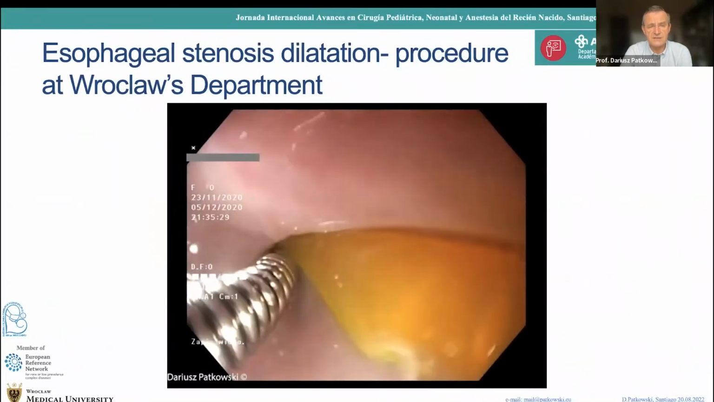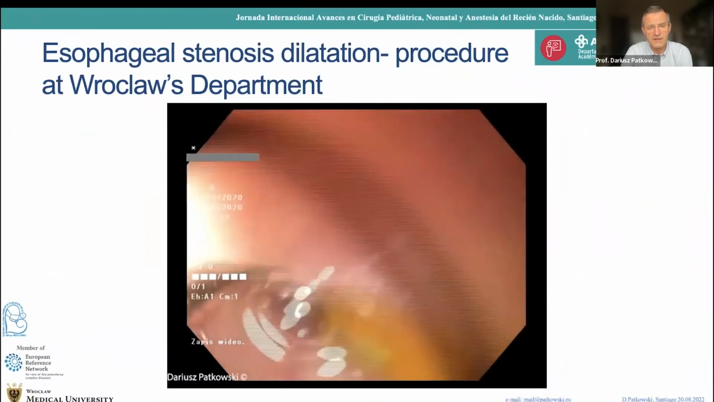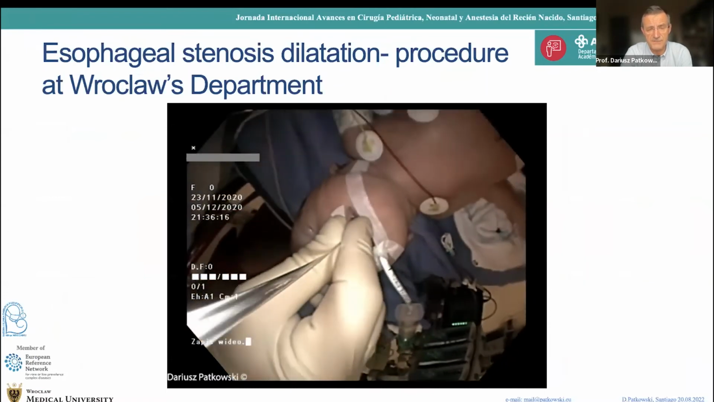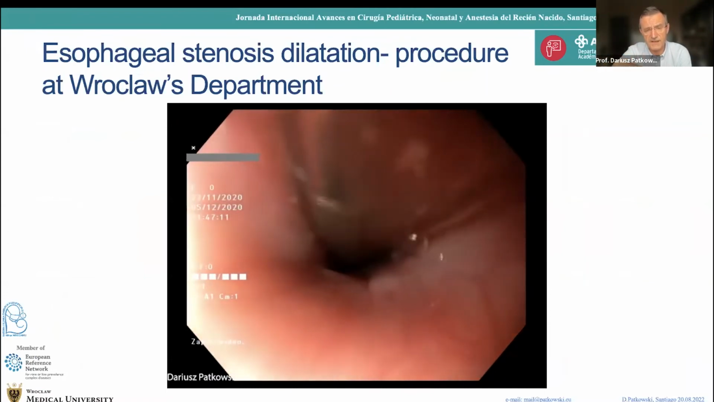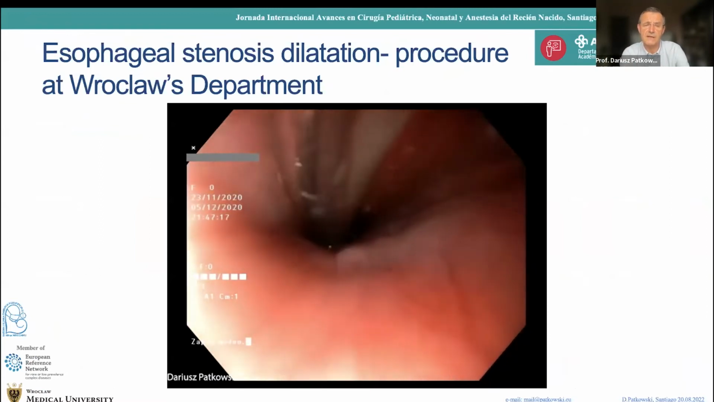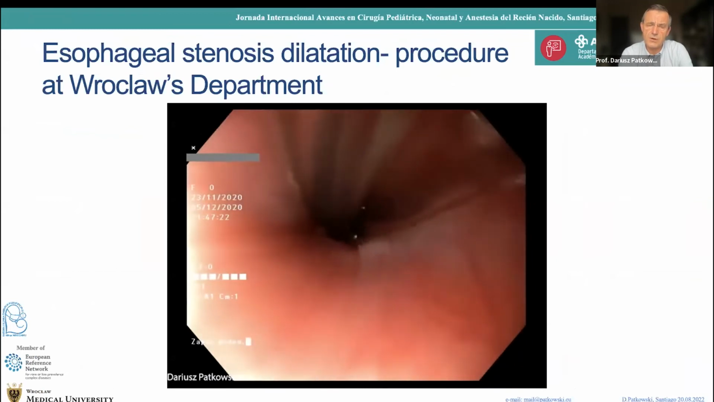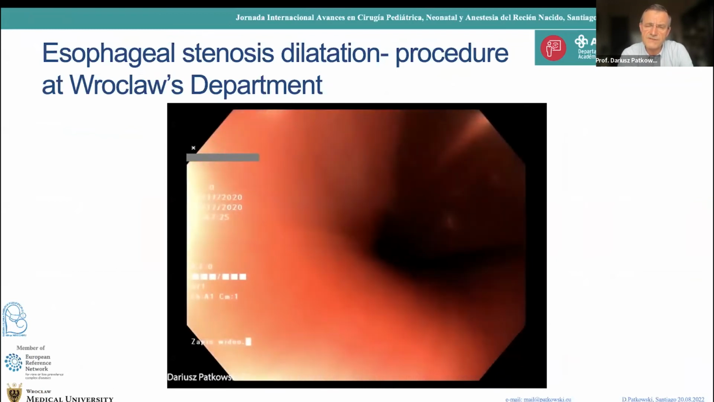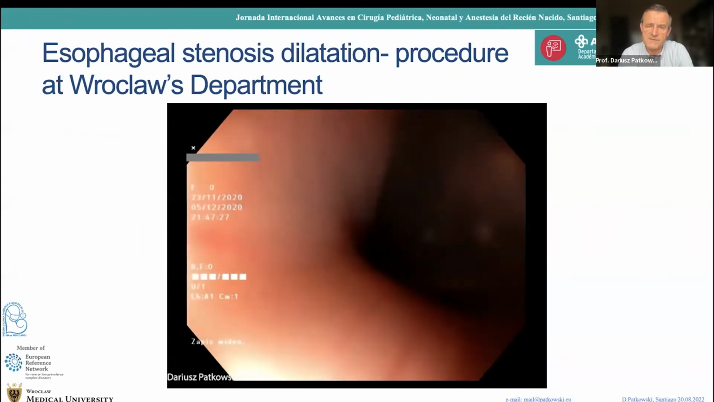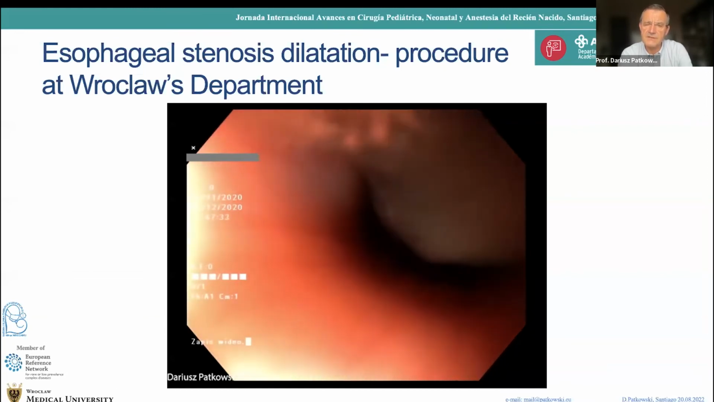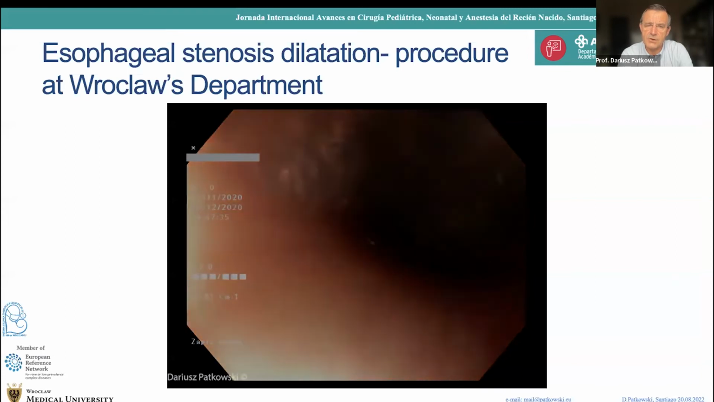And sometimes you can go with such a guide wire. It's a little bit different. It's thicker, and much safer than the previous one. Over this guide wire, we place a dilator. We don't routinely put a scope, especially in small babies. But in this case, it was possible to check how the dilator goes down.